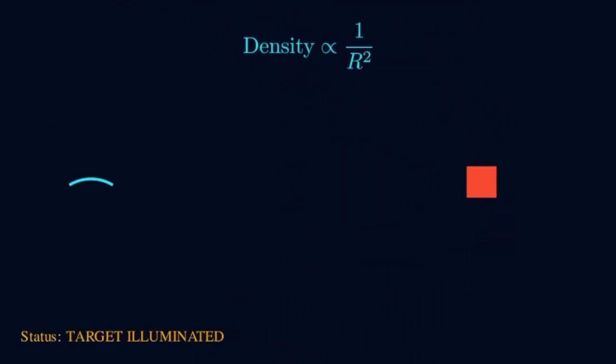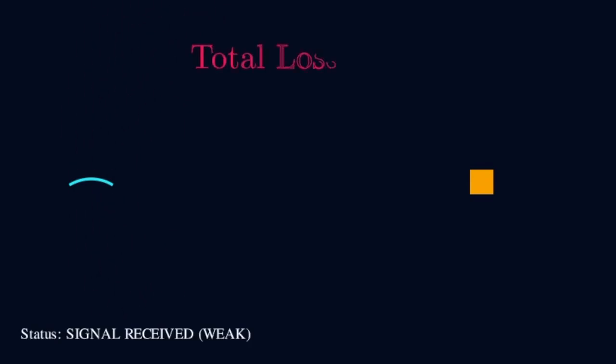Here is the physical challenge. As the pulse travels out, it spreads spherically, losing density. When it hits the target, it reflects, becoming a new source, and spreads spherically again on the return trip. This two-way journey is devastating to signal strength.